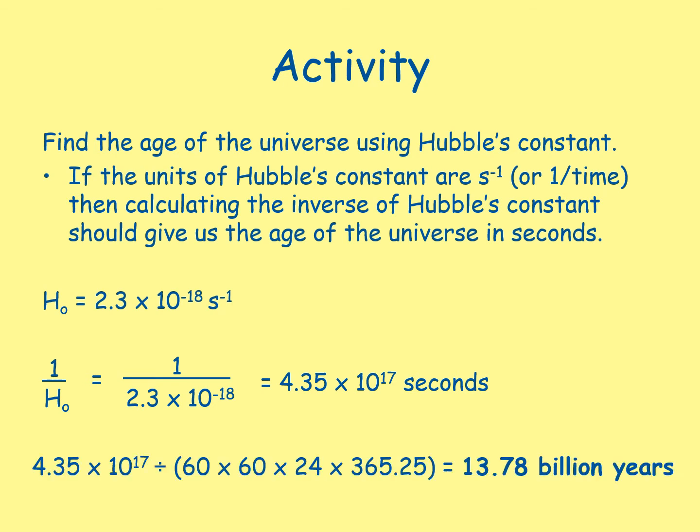We now want to write this seconds in years. So we divide this by 60 times 60 times 24 times 365.25. That's how many seconds there are in a year. This comes out to approximately 13.78 billion years.